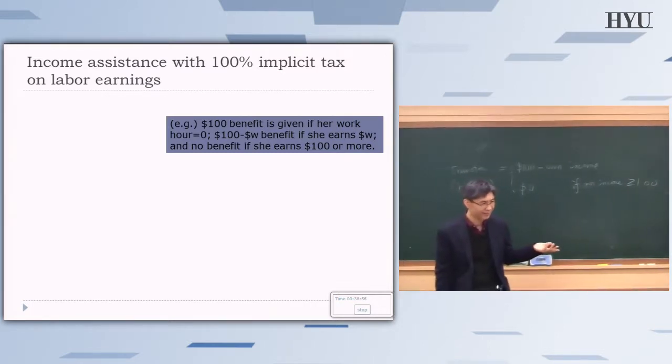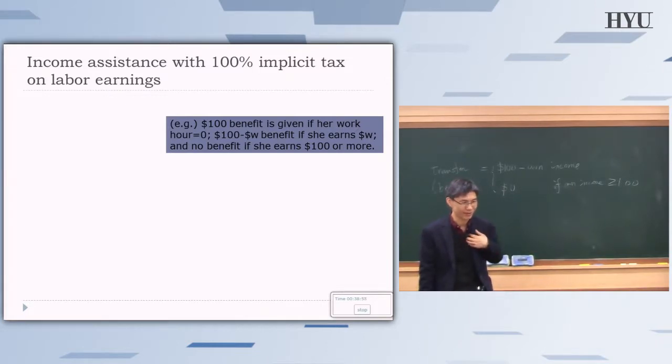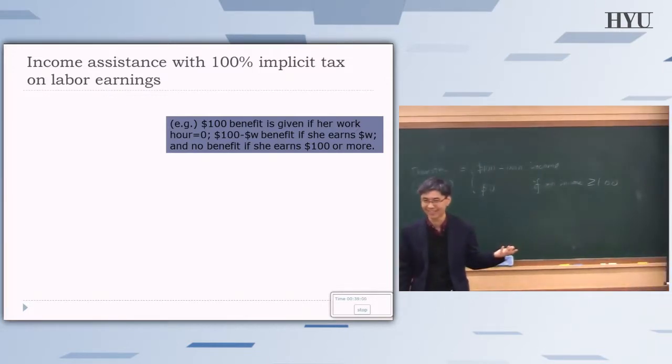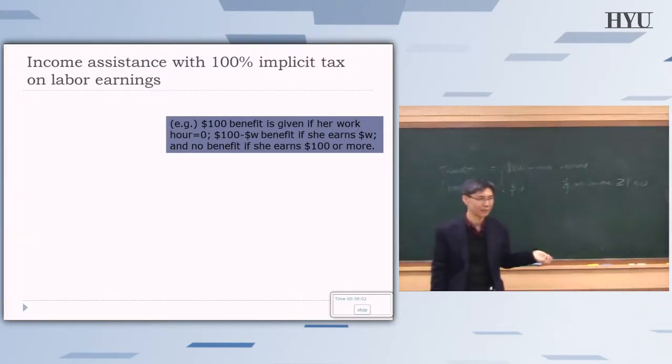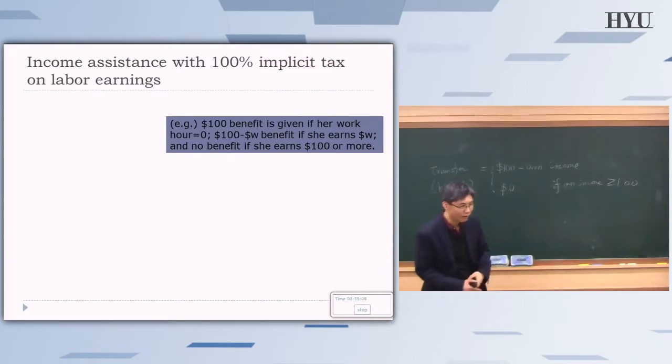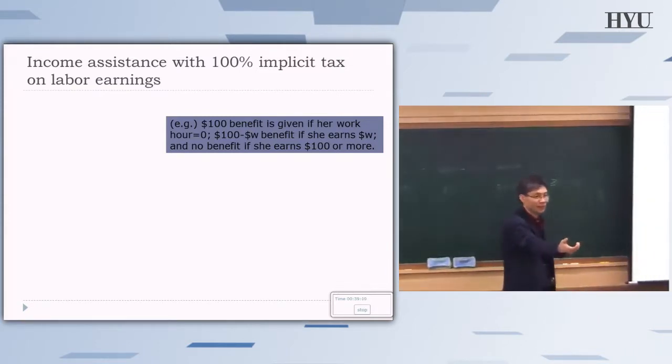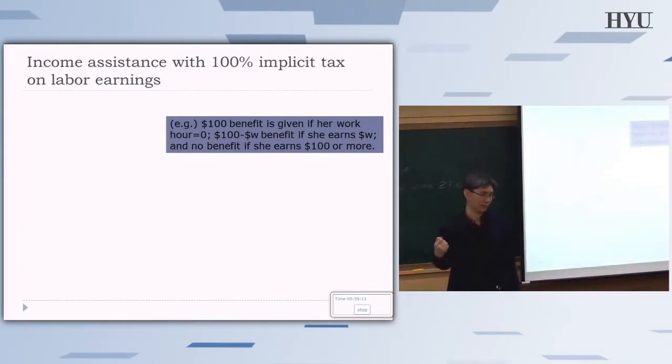It's the what? It's me? No, it's not me. Who is it? It's the government's. It's in the government's treasury. Why? Because the government basically saves $10.